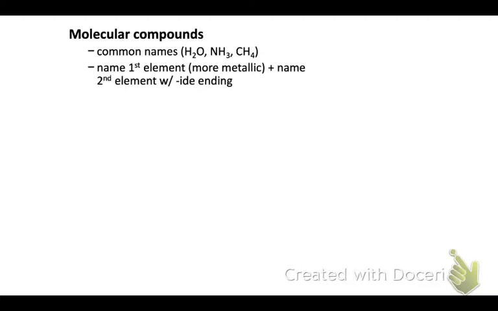rules to name them. The first thing you do, you take the first element, which is normally the more metallic element, and you get the name of that, and then after that you put the name of the second element with the -ide ending. Let's look at that. We also have to use prefixes to indicate the number of atoms, because right now we don't have charges to allow us to predict that. So we have to mention the number of atoms using prefixes.